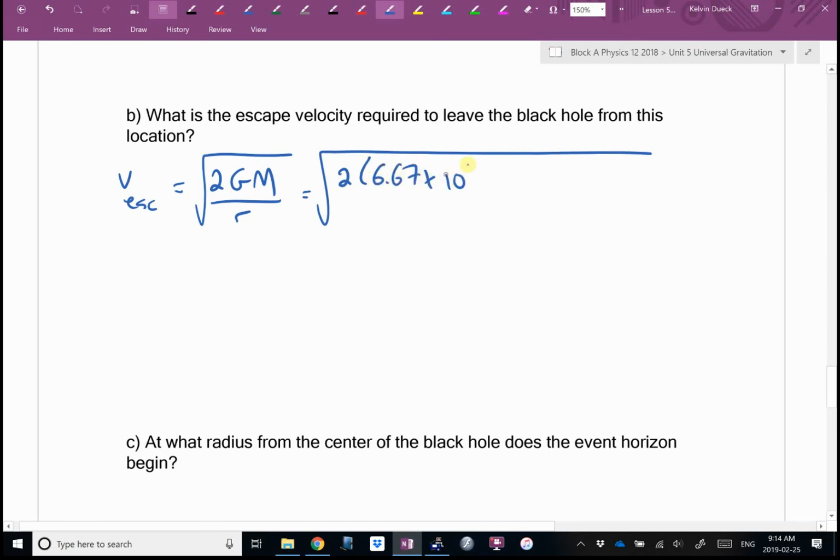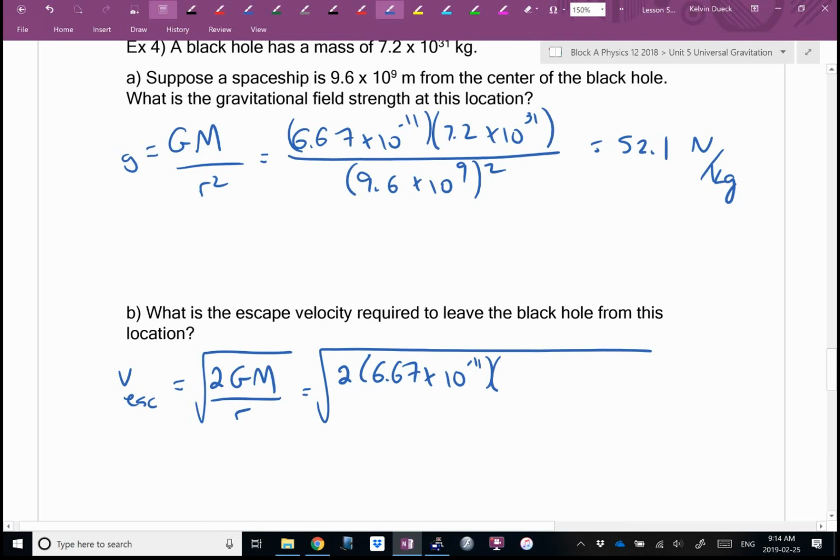6.67 times 10 to the negative 11. Big M was 7.2 times 10 to the 31. And R was 9.6 times 10 to the 9th.